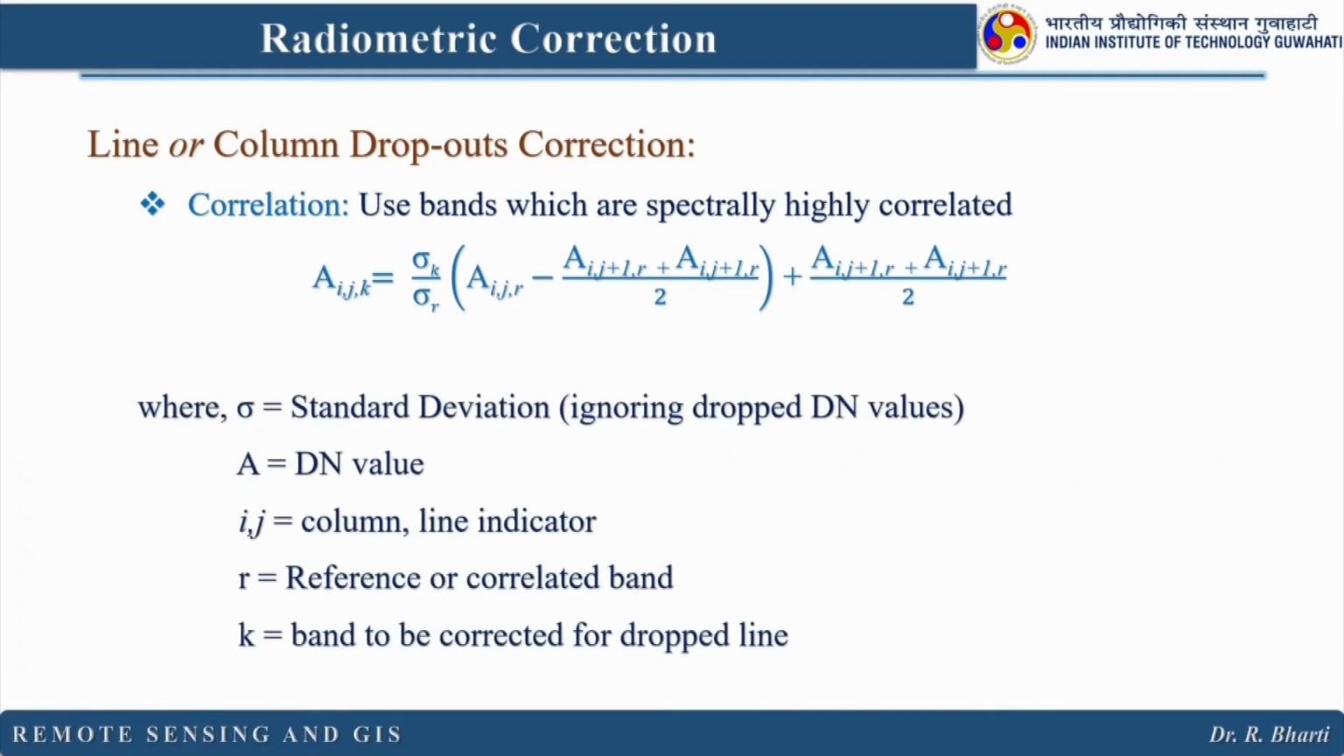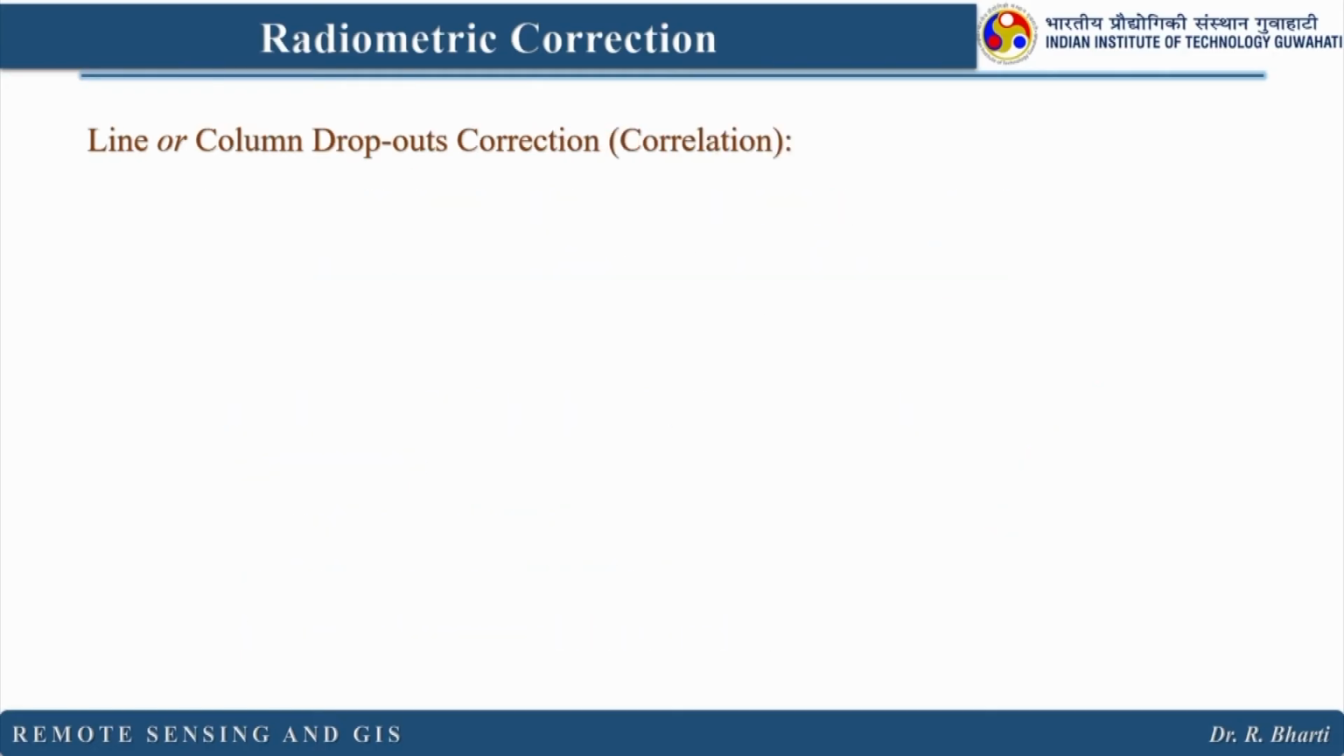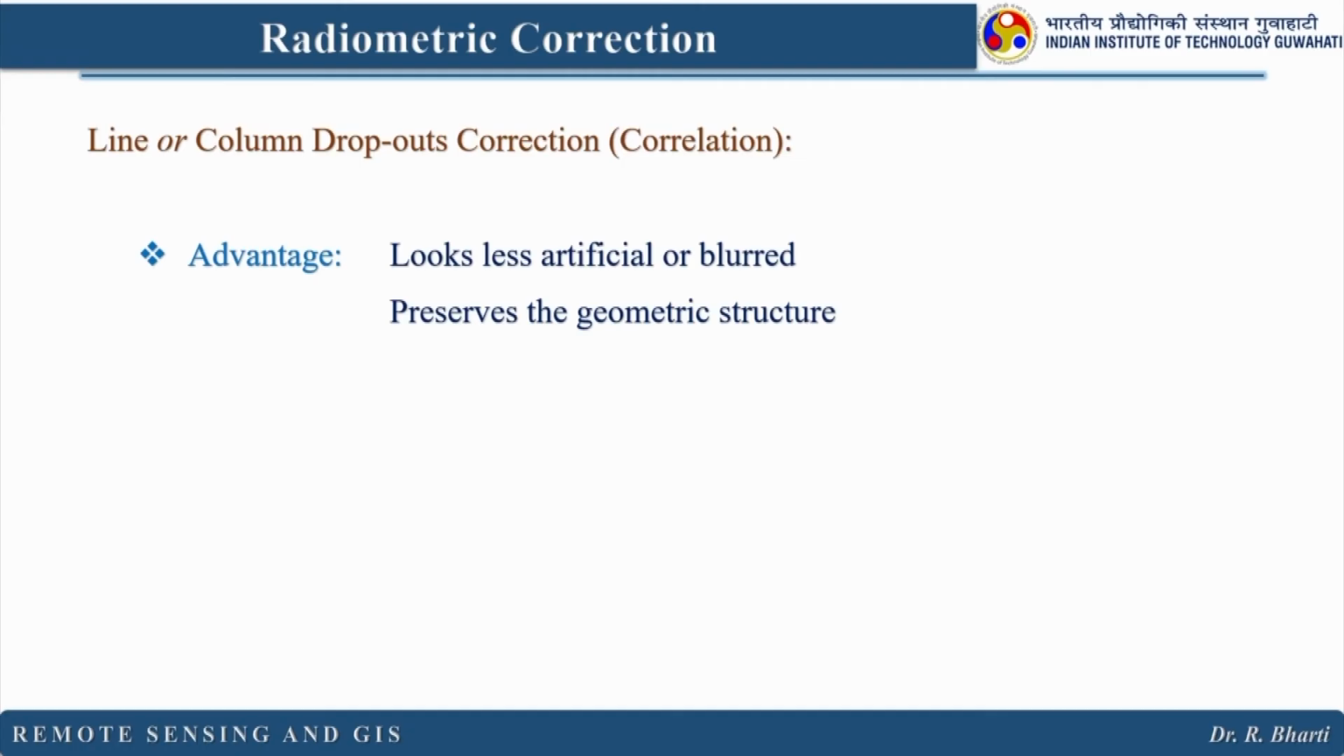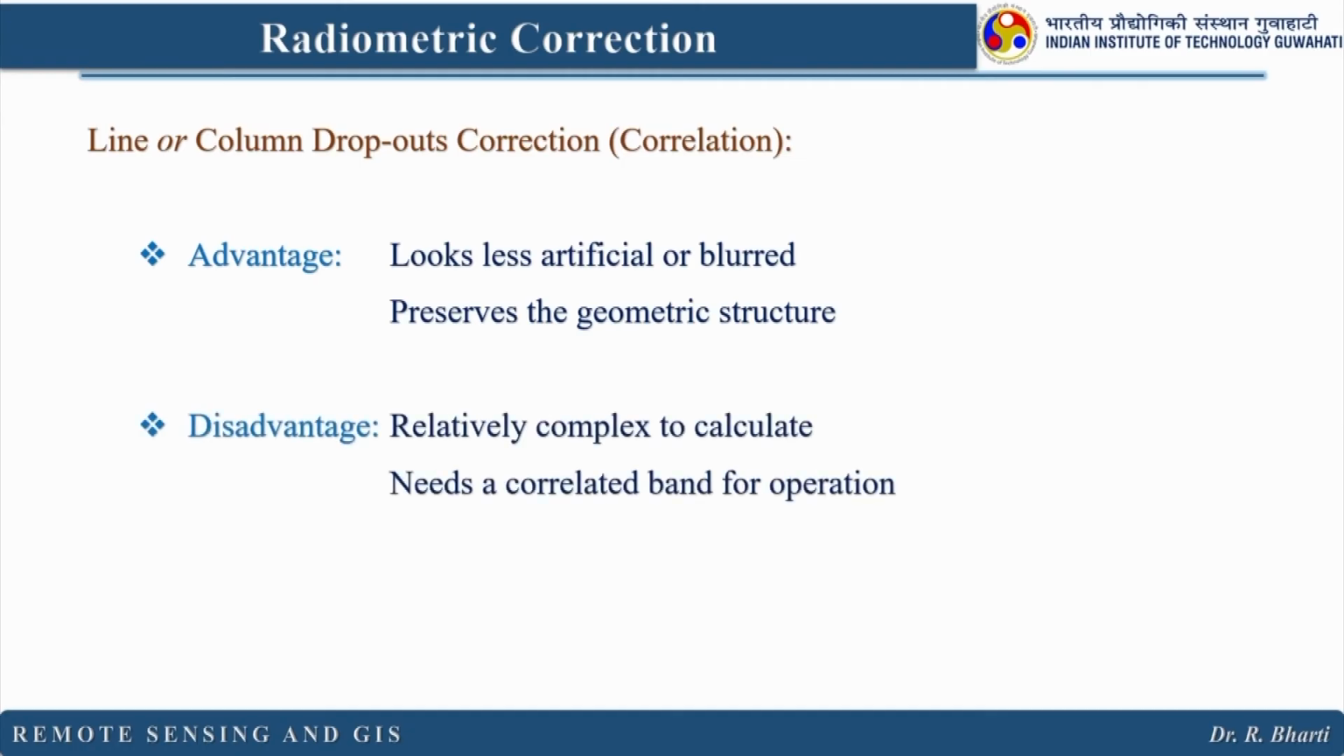Here you can go through this one. I have already explained the fundamentals. Now the next is, what are the advantage and disadvantage with correlation? It is very obvious that whenever you use correlation and take the values from highly similar bands, it will look much less artificial or blurred. It will be good, as if you have measured it, and it preserves the geometric structure of that object.